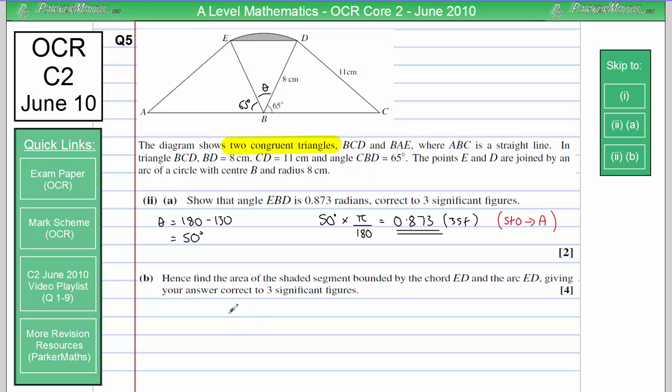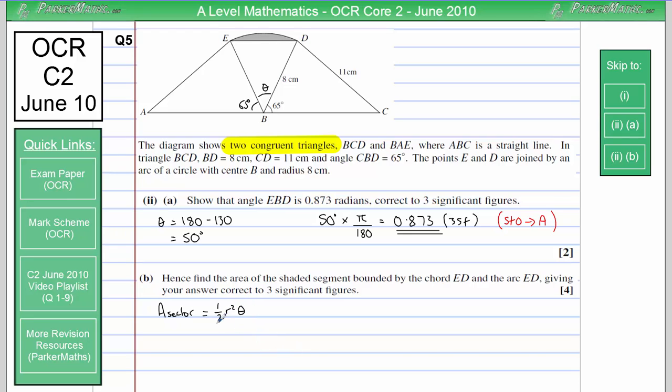In part B, it says hence find the area of the shaded segment bounded by the chord ED and the arc ED, giving your answer correct to 3 significant figures. So I'm trying to find the shaded area up here. I'm going to start by finding the area of the whole sector. And the formula for that is half r squared theta.